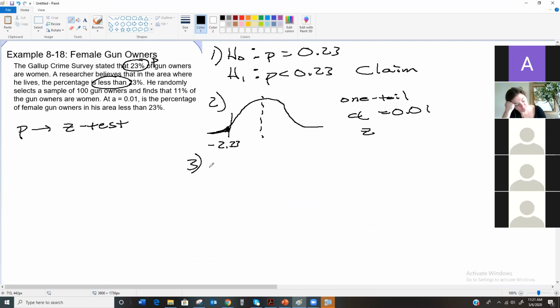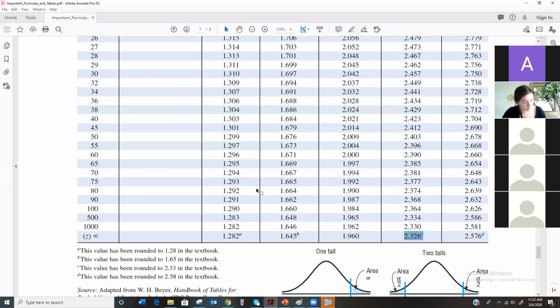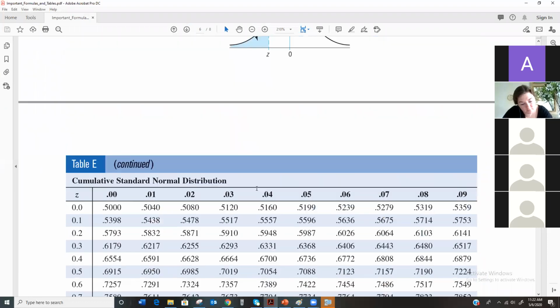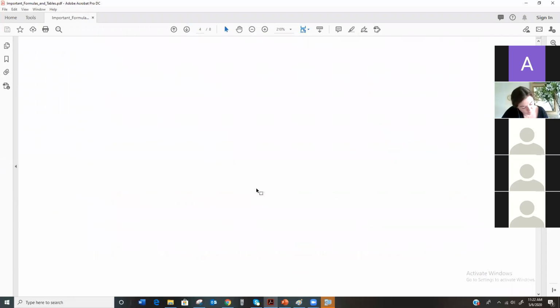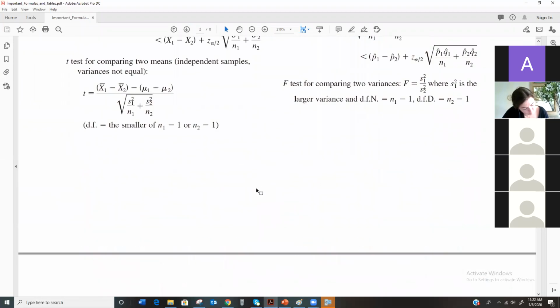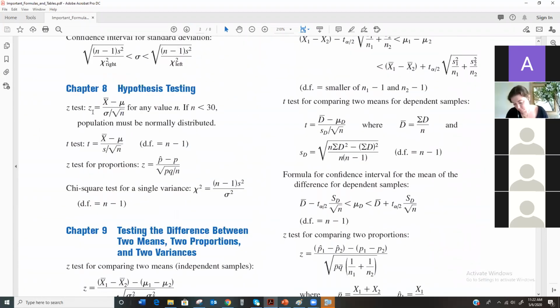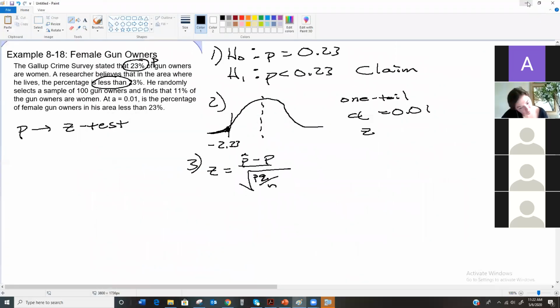Okay. So Z equals P hat minus P over square root of PQ over N. And of course, you do not have to have that memorized. They have it on the formula sheet. So if you go up here to chapter 8, you'll see there's the Z-test where you have the sigma, the T-test where you only have the S, and it even tells you degrees of freedom is N-1. And then Z-test is right here. So all the formulas are there. You don't have to have memorized, just have to know which ones to use.